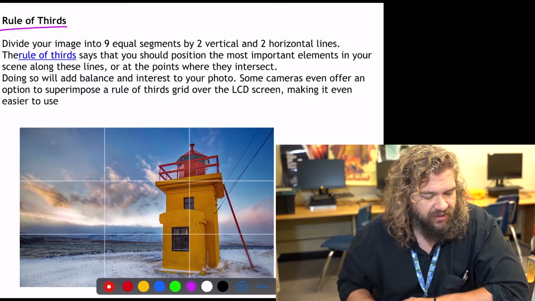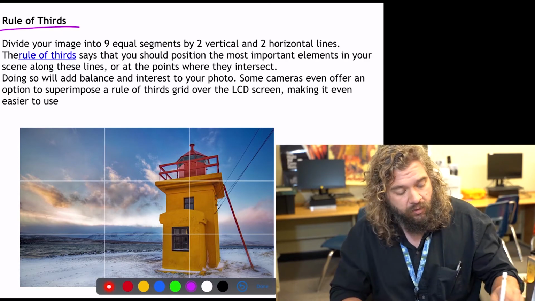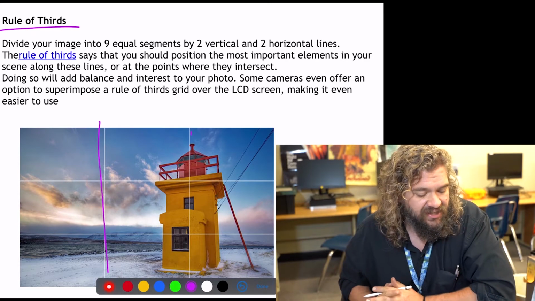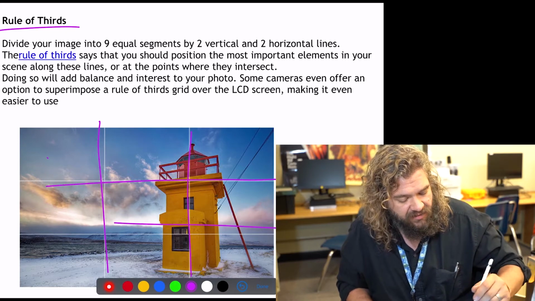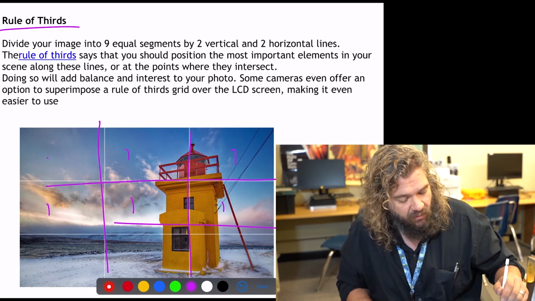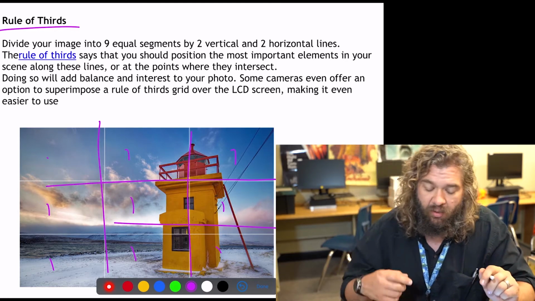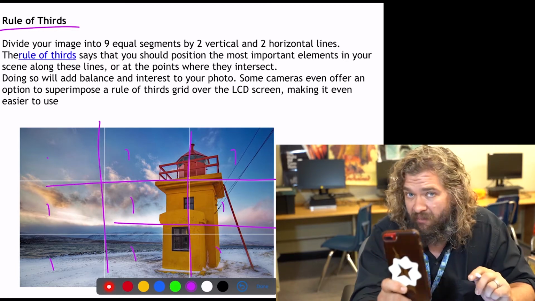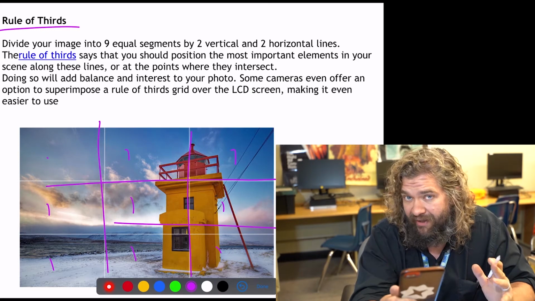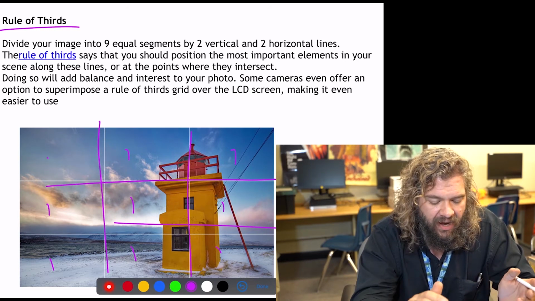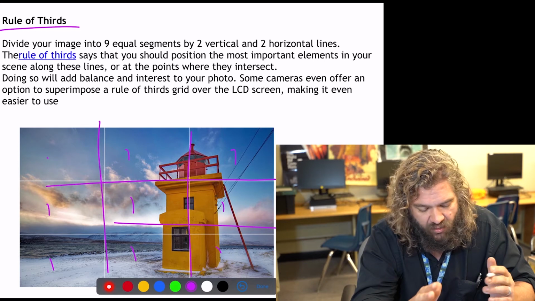So, the rule of thirds. Divide your image into nine equal segments. You divide here, here, and here. One, two, three, four, five, six, seven, eight, nine, like a tic-tac-toe board. You can set up your phone to automatically show the rule of thirds grid. I do that. You're going to have two vertical lines and two horizontal lines.